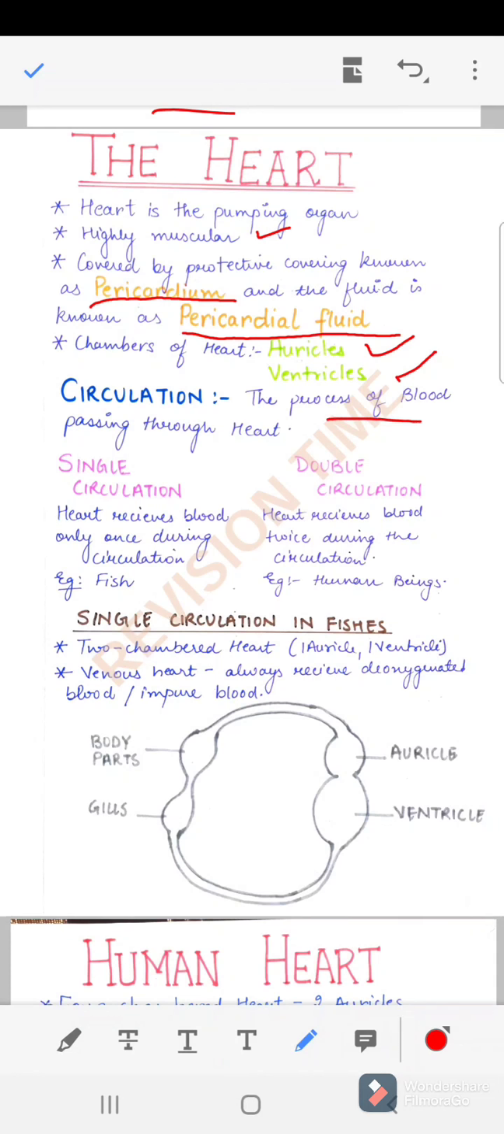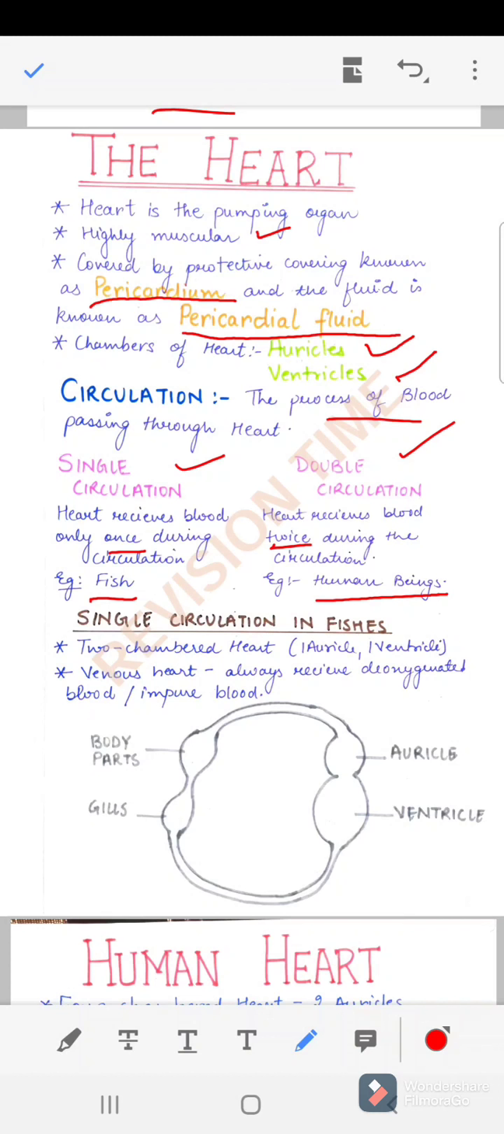So there are two types, single circulation and double circulation. When the heart receives blood only once during the circulation, it is known as single circulation, and when the heart receives blood twice, it is known as double circulation. So single circulation can be seen in the fishes and double in the human beings. So first, single circulation in fishes.